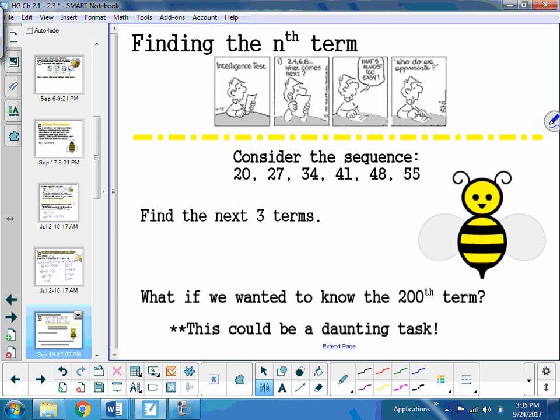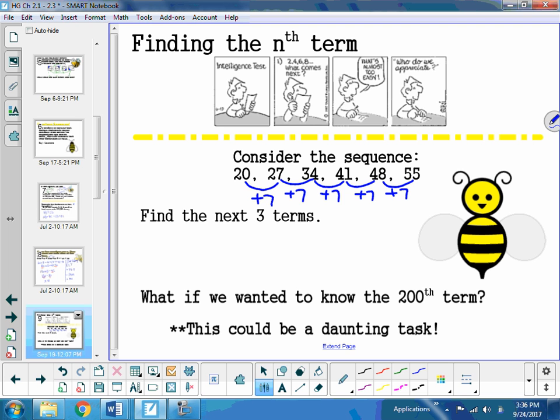All right. So now, the next thing we're going to do is a little bit of that inductive reasoning, but then we're going to take it a little bit further. So let's consider this sequence here: 20, 27, 34, 41, 48, 55. I want to find the next 3 terms. Let's do our constants you've always done. Going from the first term to the second term, that's a plus 7. Going from 27 to 34, that's a plus 7. Plus 7. I'm seeing a pattern here.